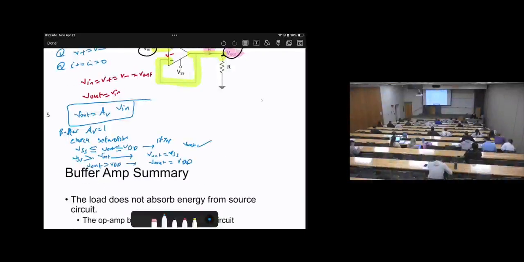So I can plot the graph of V out. It will be a linear relationship, but it cannot go higher than VDD or lower than VSS. With this situation, it is called saturation. Saturation means it is out of the limits.